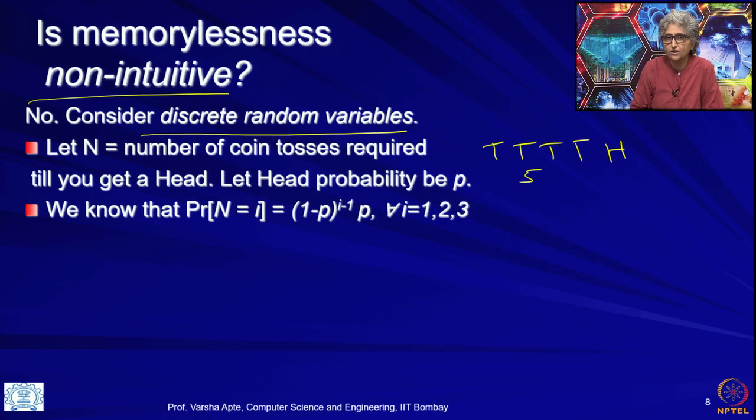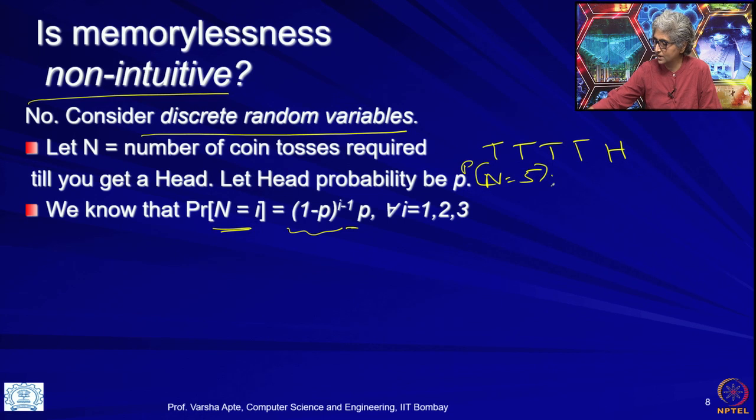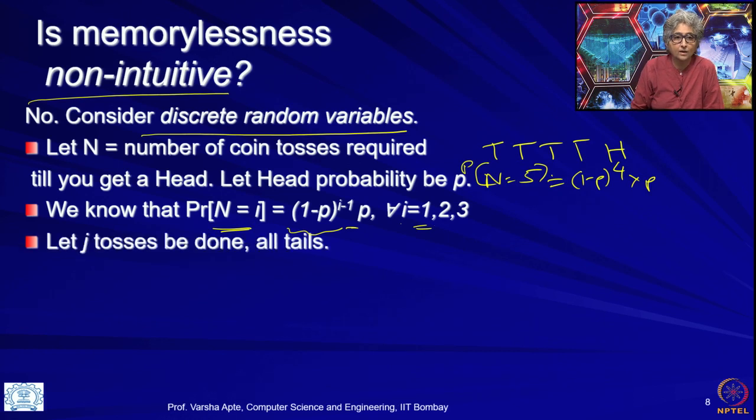Now we know, as you have done in your undergraduate mathematics, that the probability of needing i tosses to get a head is that you should get i minus 1 tails, and then 1 head. For example, probability n equal to 5 is 1 minus p raised to 4 multiplied by p for the 1 success. This is the probability of needing exactly i tosses, and of course i goes from 1 to infinity because you need at least 1 toss to get a head.